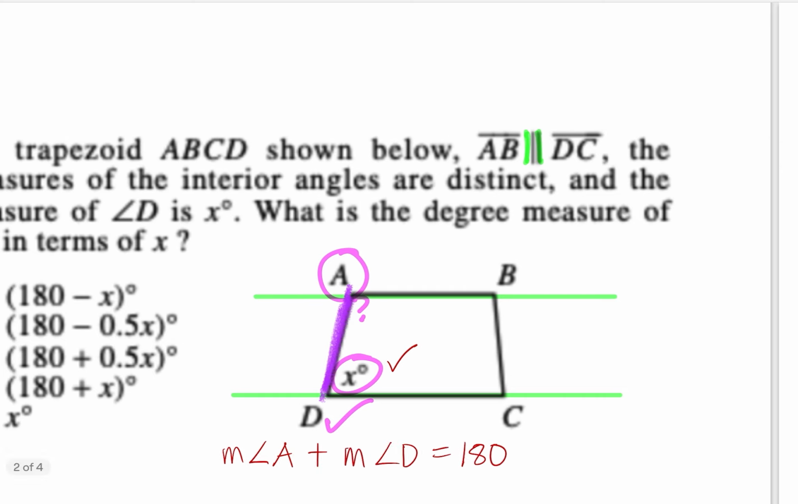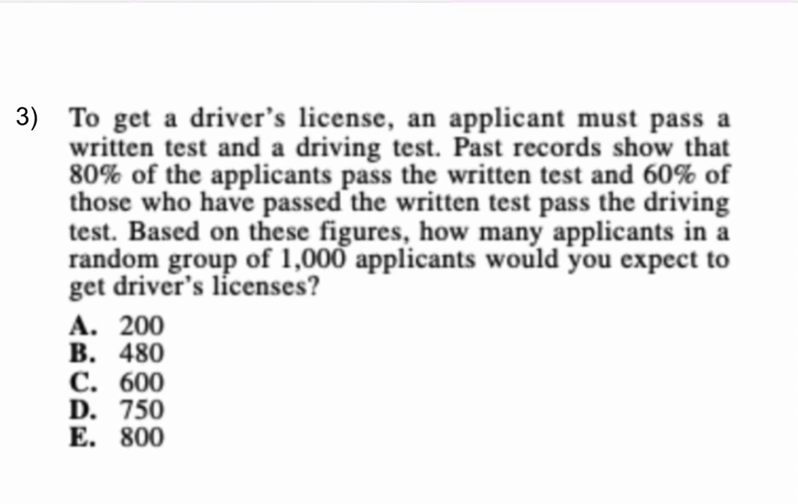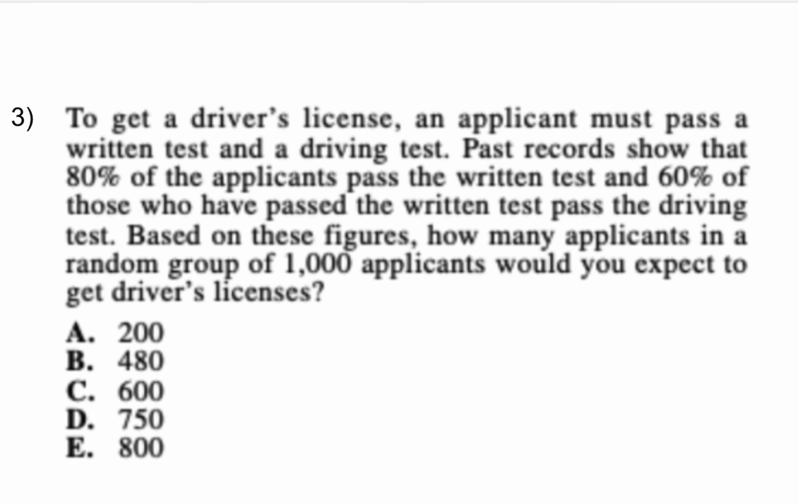All right, let's try another problem. To get a driver's license, an applicant must pass a written test and a driving test. Past records show that 80% of the applicants passed the written test and 60% of those who passed the written test passed the driving test. Based on these figures, how many applicants in a random group of 1,000 applicants would you expect to get a driver's license? So there's two things we need to do here.